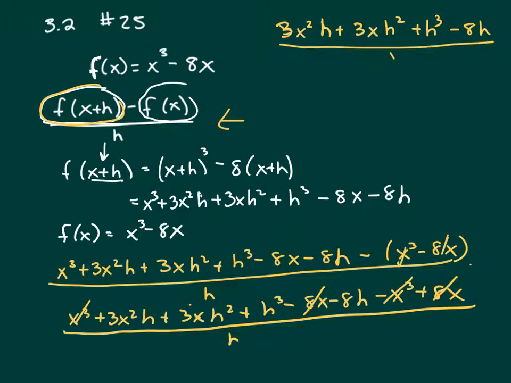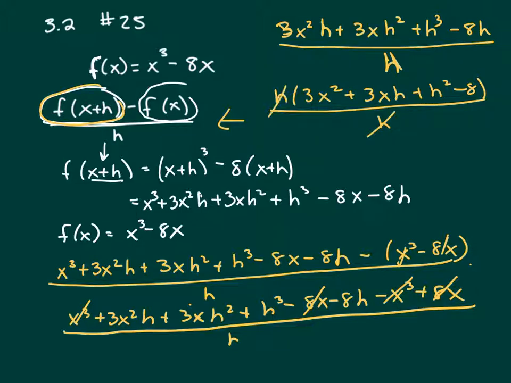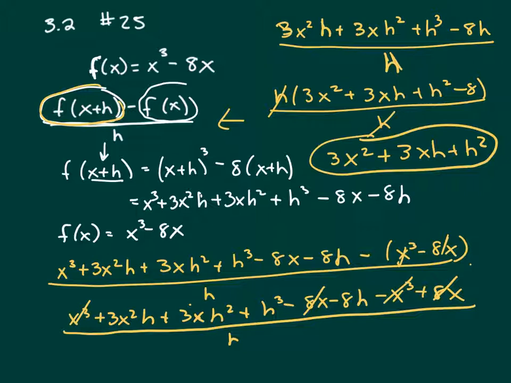And let's factor out h. Let's divide everything by h. You can factor h out of all the top, and that would leave you 3x squared plus 3xh plus h squared minus 8 all over h. So those cancel. You're left with 3x squared plus 3xh plus h squared. So there's your answer.